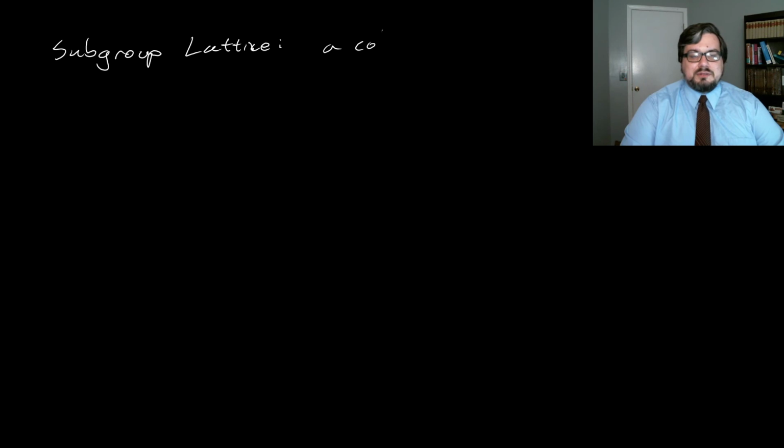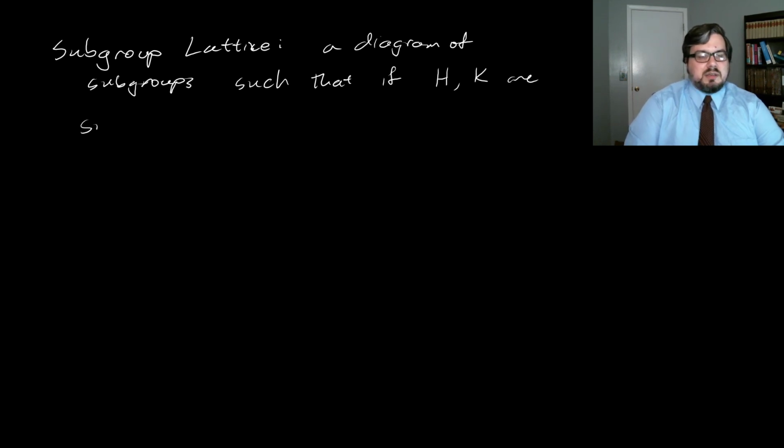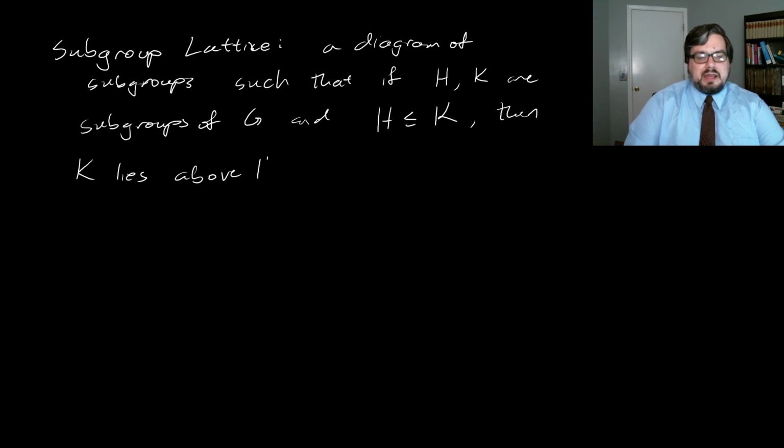All right, so the last thing I want to talk about, which applies in much more generality but is very useful to describe with cyclic subgroups, is the idea of a subgroup lattice, which is a diagram of subgroups such that if H and K are subgroups of a group G, and H is a subgroup of K, then K lies above H with a line connecting them.